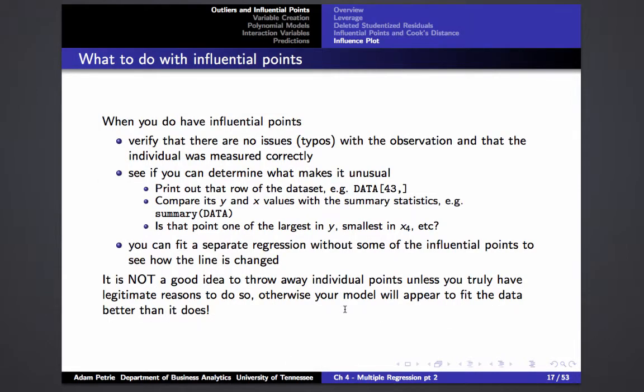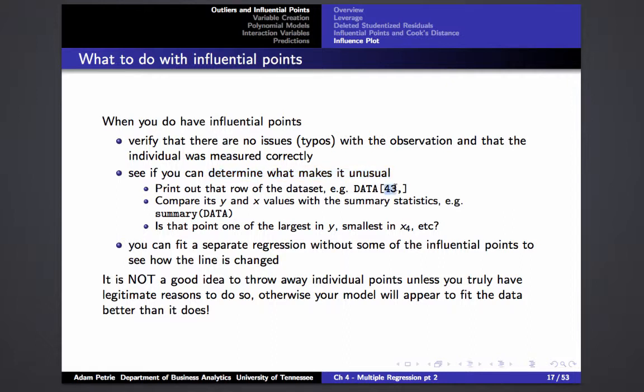All right, so after we've identified these influential points, what do we actually do with them? Well, number one, we want to print out those rows and verify that there aren't any issues or typos with those observations. Very often in business analytics, you'll be handed a data set that has a lot of issues. The data will have been inputted incorrectly or just some error might have happened. So you want to make sure that they're valid observations. And then you want to follow that up to determine if you can see what makes it unusual. So you'll want to print out the particular row of the data set that corresponds to that unusual observation.